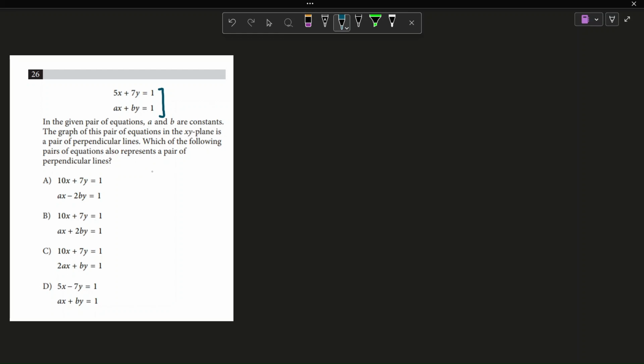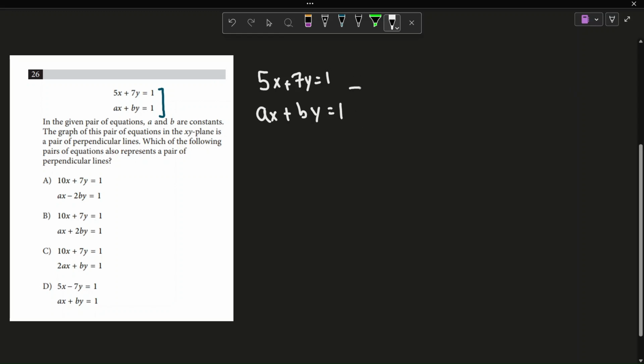With that given information, we have to find out which of the following pairs of equations also represents a pair of perpendicular lines. So our first step is going to be rewriting the system to the side. 5x plus 7y is equal to 1, and ax plus by is equal to 1. So this is the same system, just rewritten to the side.